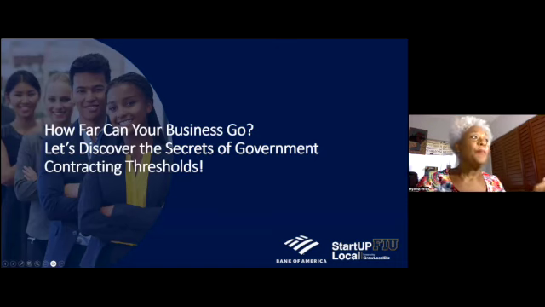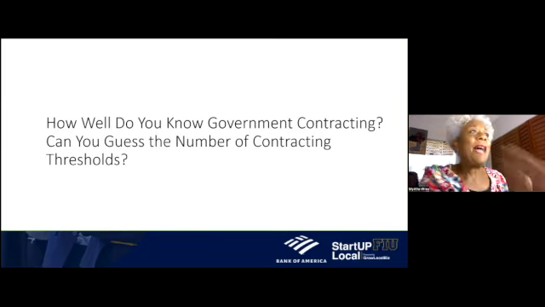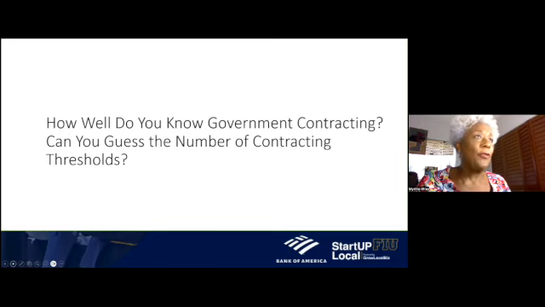So how far can your business go, right? So we're gonna discover the secrets of government contracting thresholds. And as we go in, I would recommend where you start when you're just starting out, even if you've been in business for 5-6 years and have never done business with the government. That means that you're in the novice stage of government contracting. So those thresholds are really helpful because they help you get your past performance.